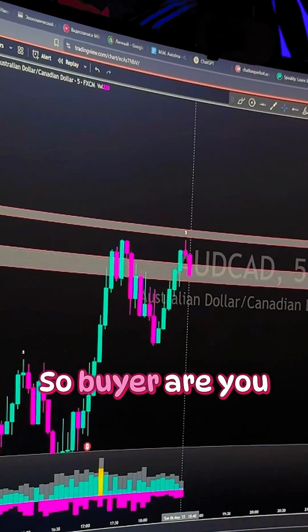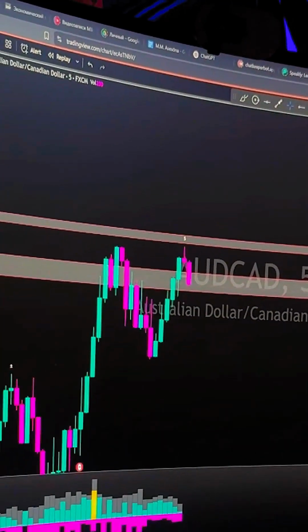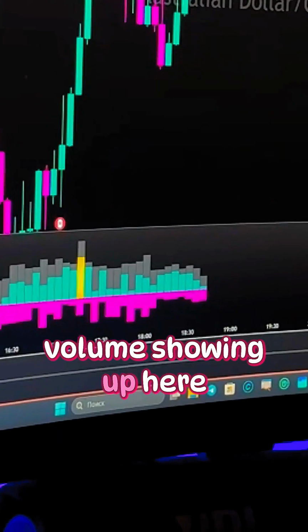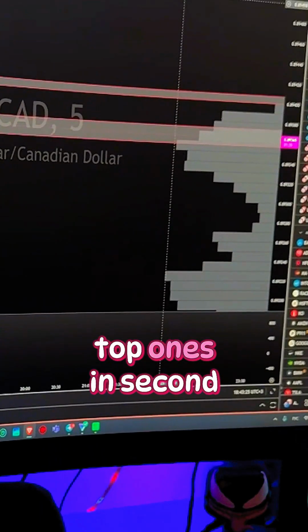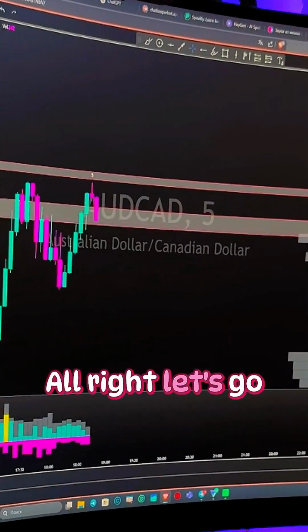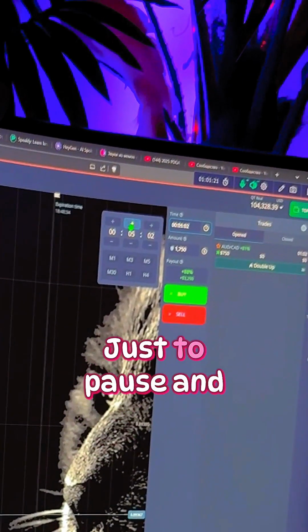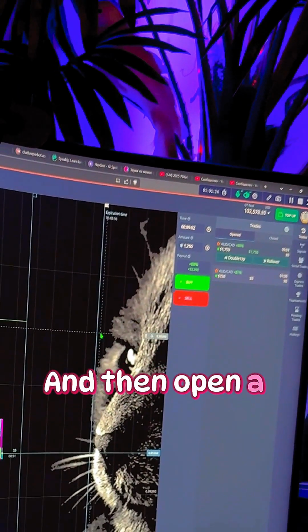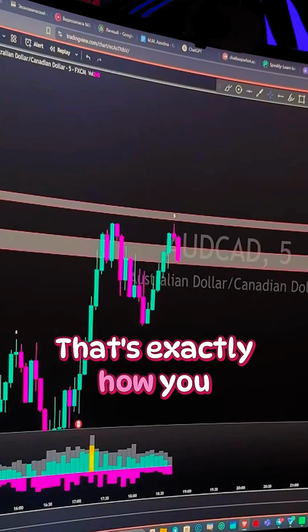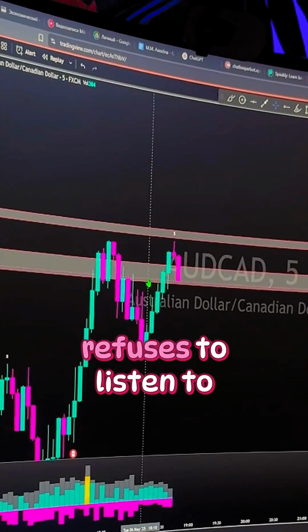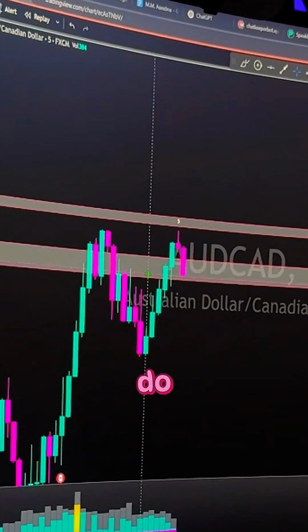So buyer, are you going to show yourself at all? We've got some volume showing up here, almost one of the top ones in second place. All right, let's go ahead and take a full 5 minutes here just to pause and regroup for a moment and then open a second averaging trade upward. That's exactly how you can end up in a situation that simply refuses to listen to you no matter what you do.